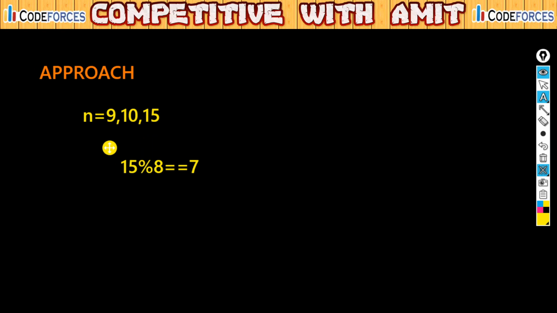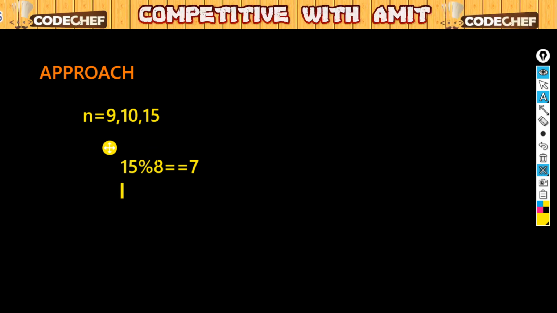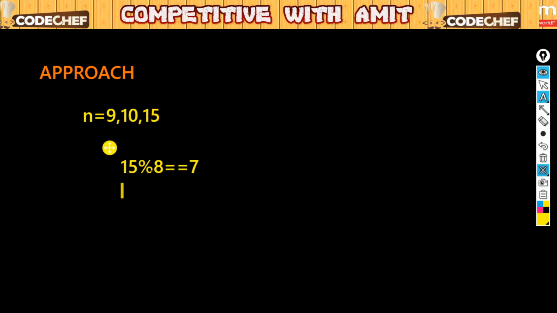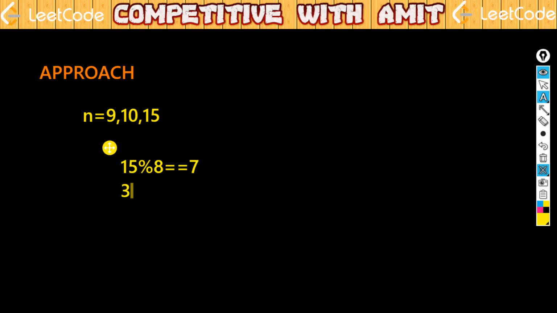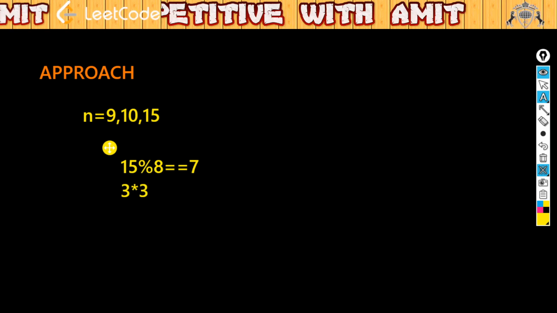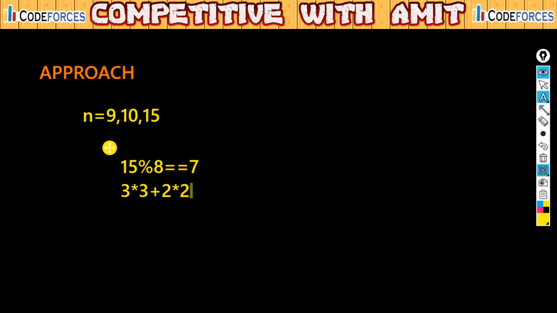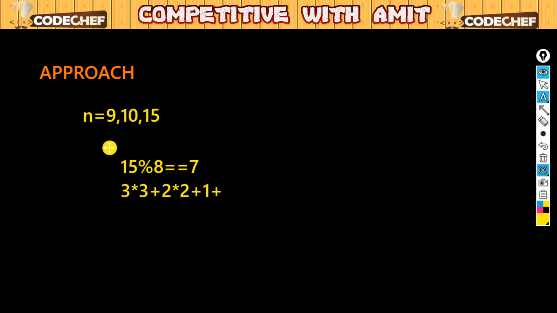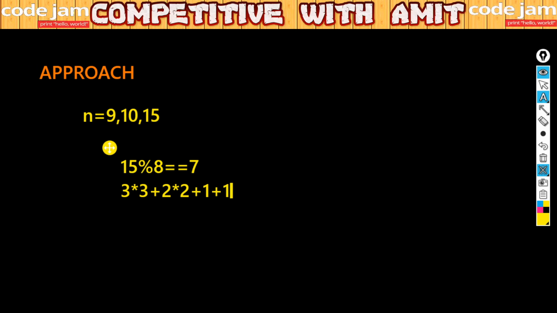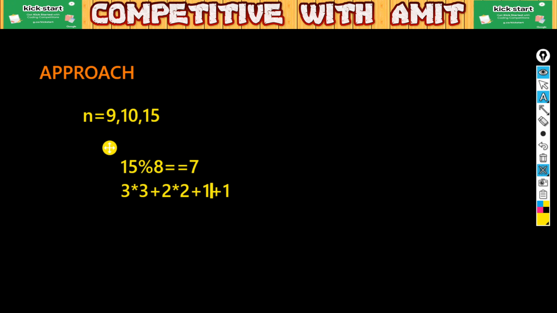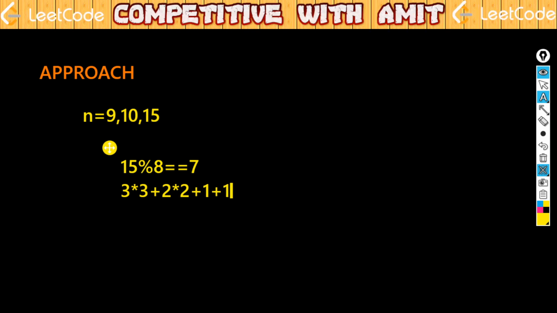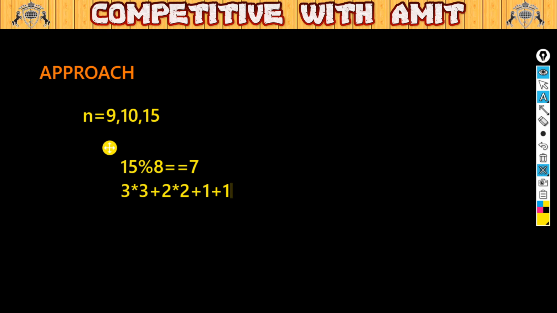So suppose for 15 the remainder is 7, so for 15 we require 4 numbers only. It will be 3 into 3 plus 2 into 2 plus 1 plus 1. So it will be like this: 9 plus 4 is 13, plus 1 is 14, plus 1 is 15. So we will require this theorem only.